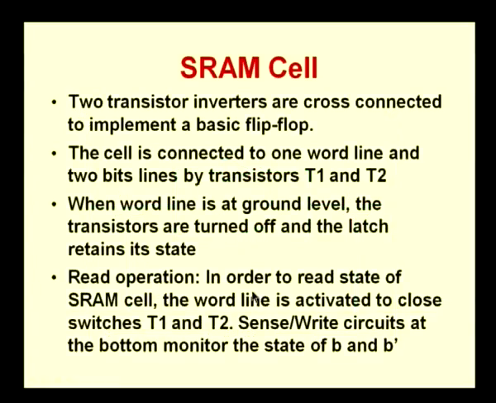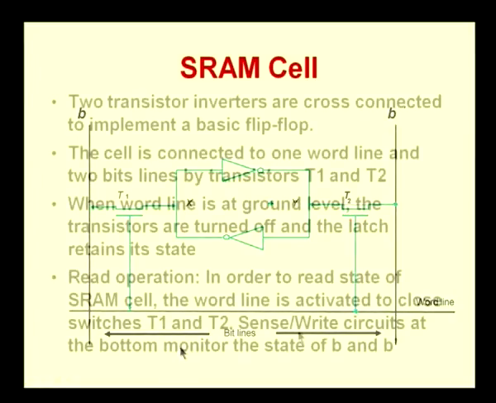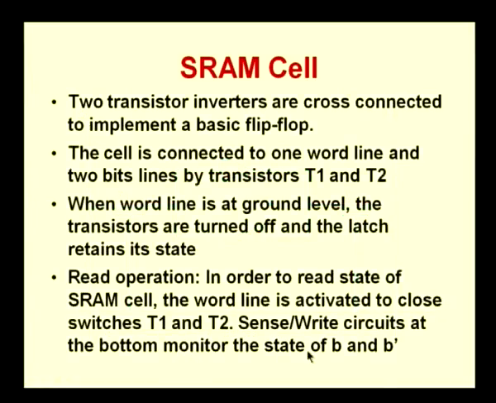For a read operation, what is it that needs to be done? In order to read the state of the SRAM cell, the word line is activated to close the switches T1 and T2, and the sense write circuits at the bottom monitor the state of B and B dash. When the word line is high, these two transistors are switched on. The value here will be sensed on the B line, and B dash will be sensed over here, and B and B dash are taken care of by the sense write circuits, and from there you determine whether a 1 or a 0 was stored here.